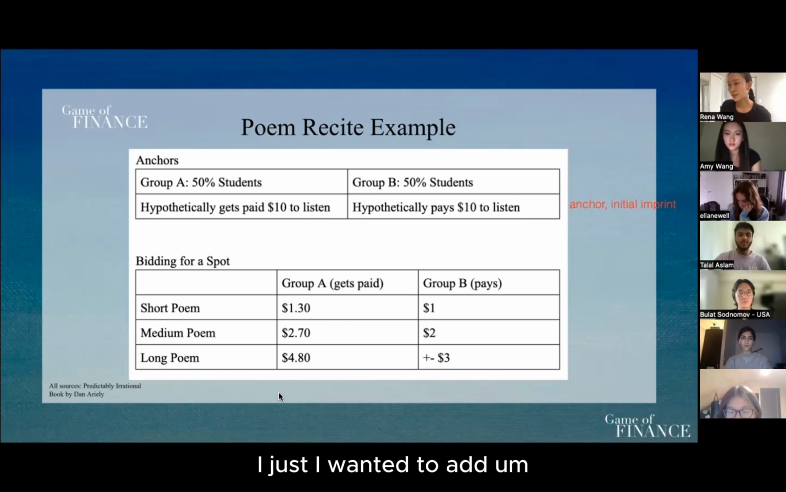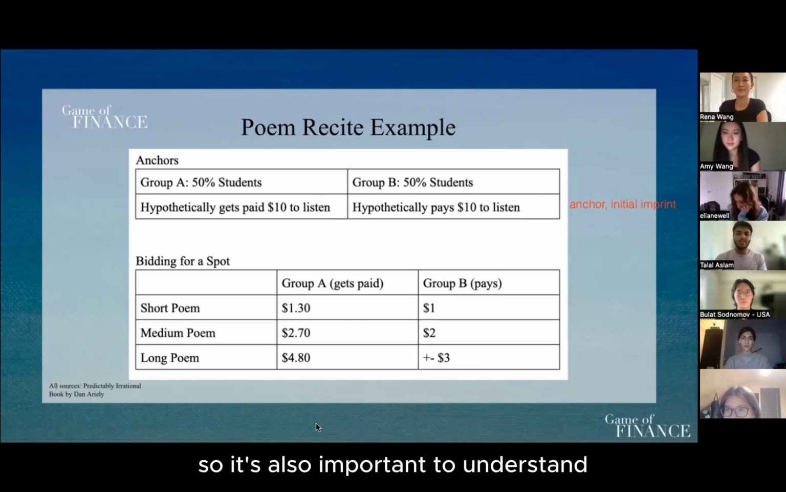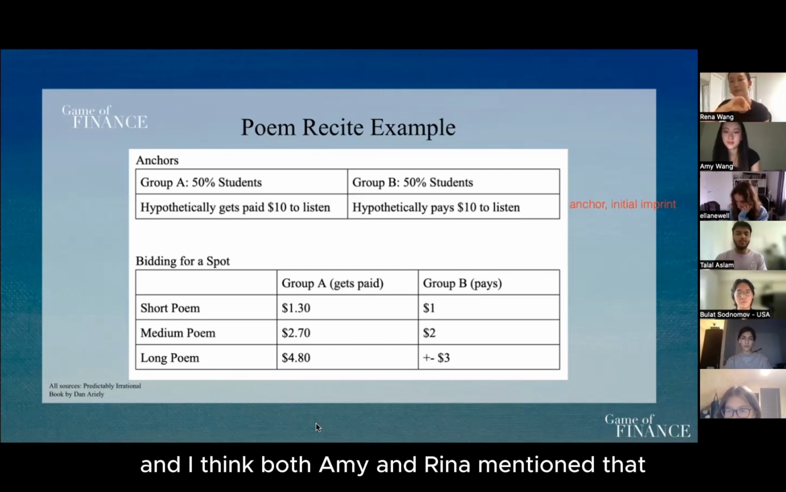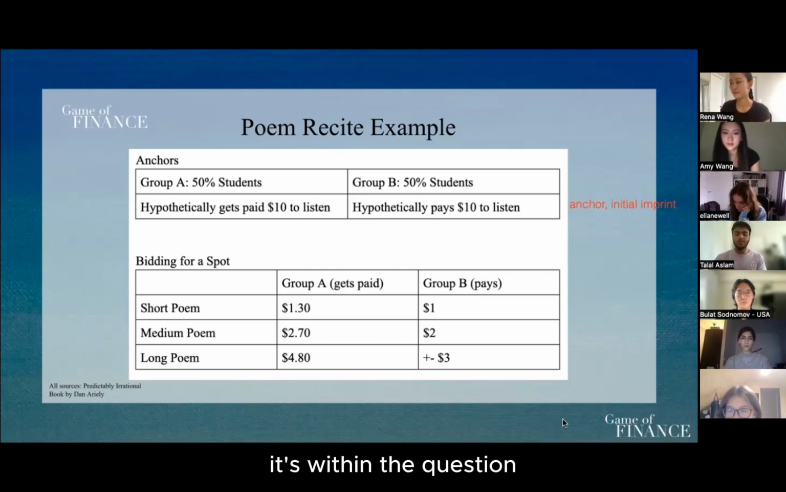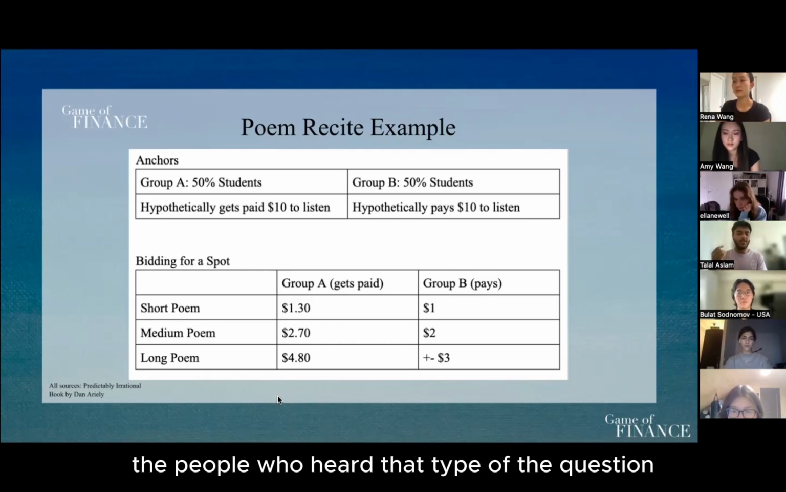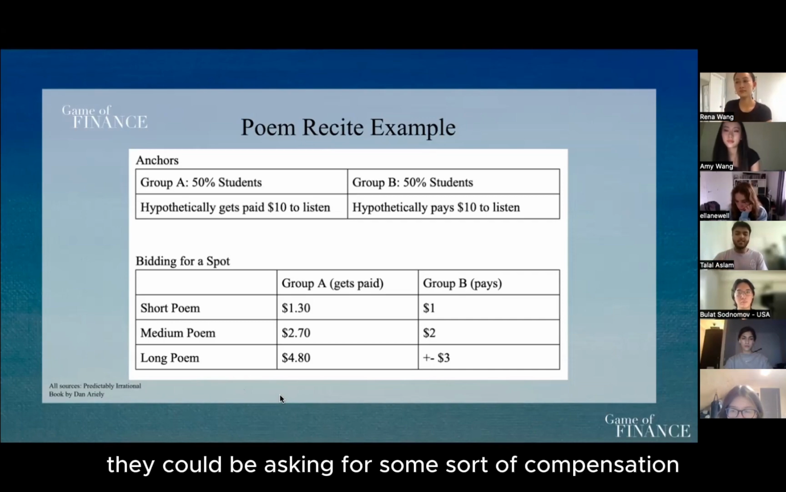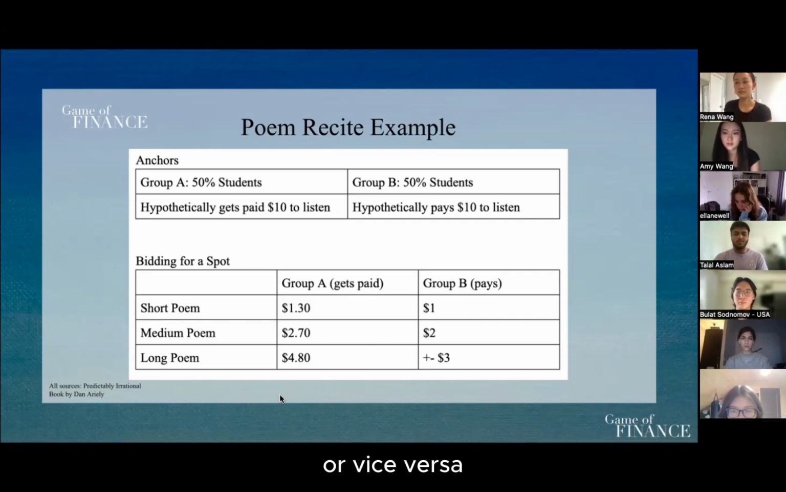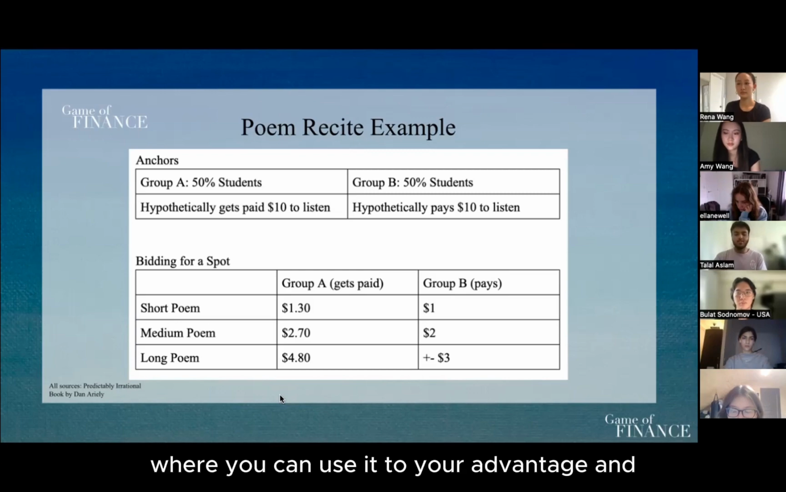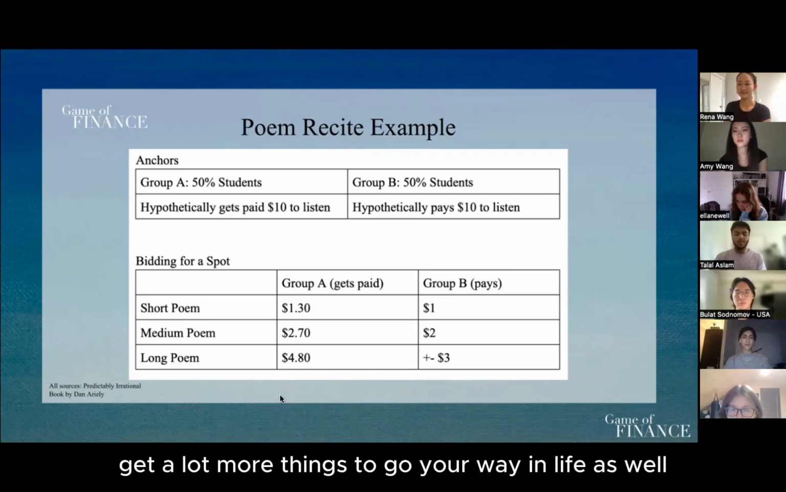All right. Yeah, I wanted to add, it's also important to understand where the anchor actually is. And I think both Amy and Rena mentioned that it's within the question. Because he worded it by saying, how much would you pay me to recite my poem? The people who heard that question didn't even consider that they could be asking for some sort of compensation, or vice versa. So because you word it in some way, it blocks off the entire negative form of thinking. And that's what Reina was saying, where you can use it to your advantage and get a lot more things to go your way in life as well.